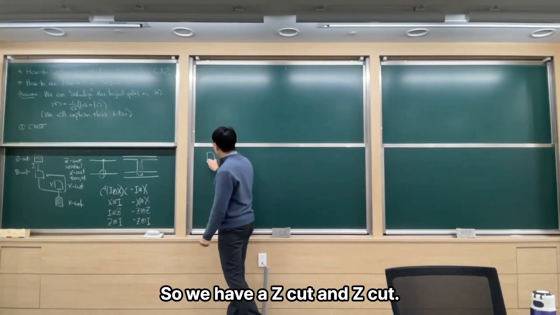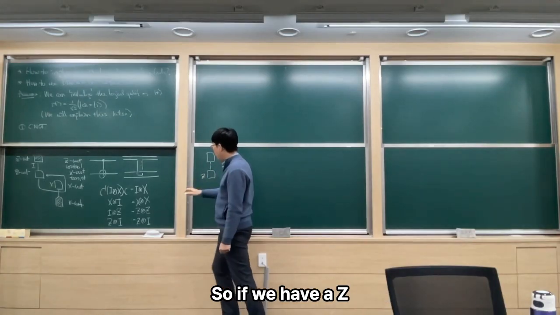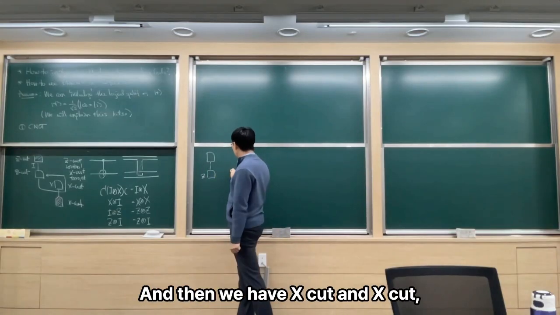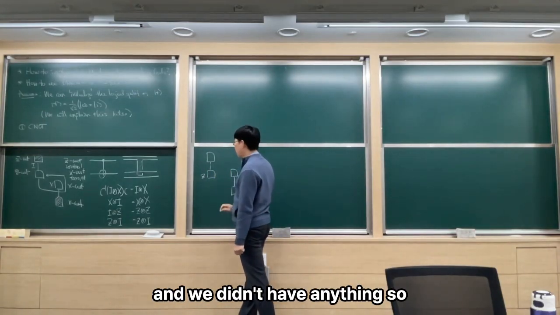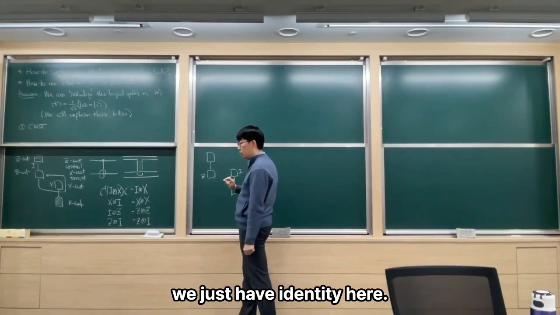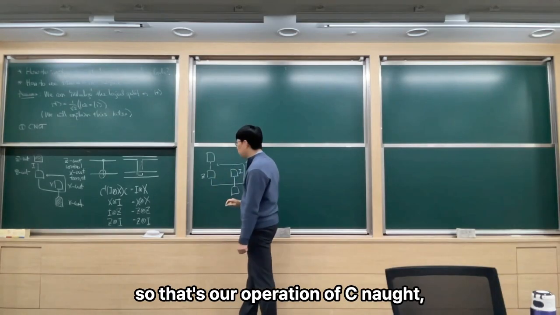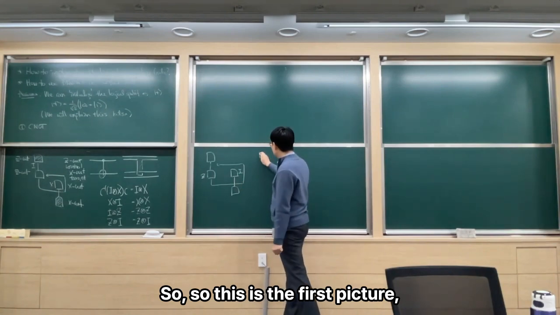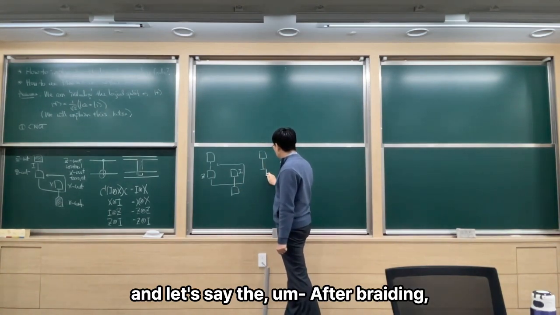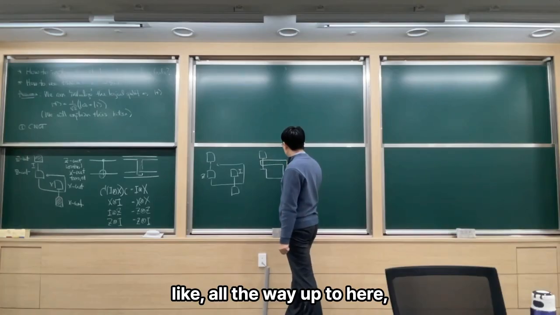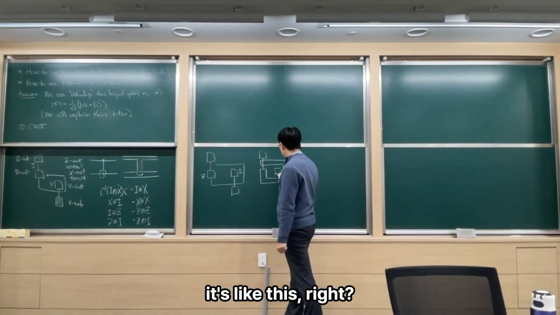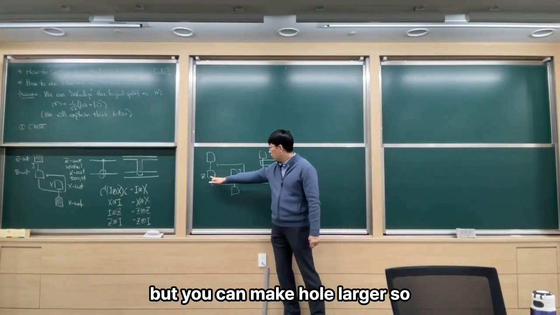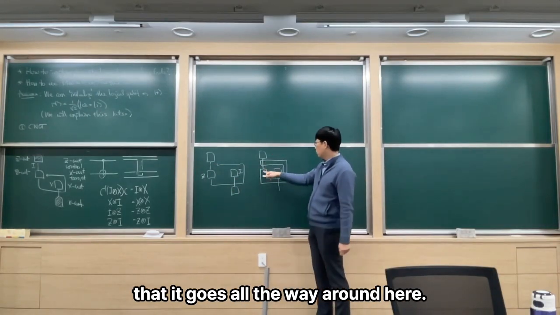So let's see. We have a Z cut and a Z cut. If we have a Z and a control qubit here, then the Z gate is around the Z cut here. And then we have an X cut and an X cut, and we didn't have anything, so we just have identity here. So we just braid over here. That's our operation of C0, and let's see what happens. This is the first picture, and let's say after braiding all the way up to here, it's like this, right? You could move the hole one by one, but you can make the hole larger so that it goes all the way around here.